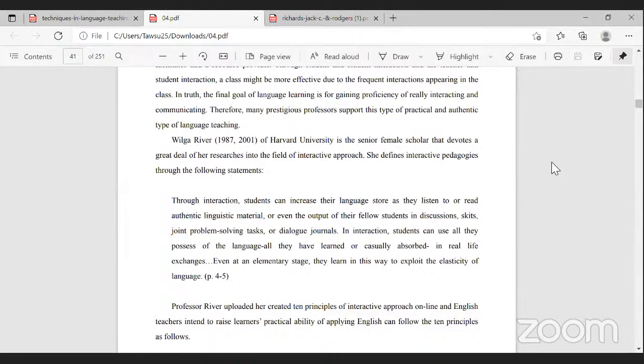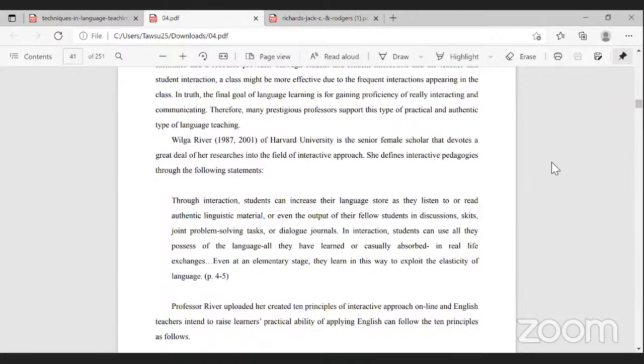Students can become proficient and fluent when they listen to or read any authentic language material, and even the output of their fellow students in discussions, skits, joint problem-solving tasks, or dialogue journals. She basically said that when they participate in discussions, skits, and other brainstorming activities, they can develop their language.